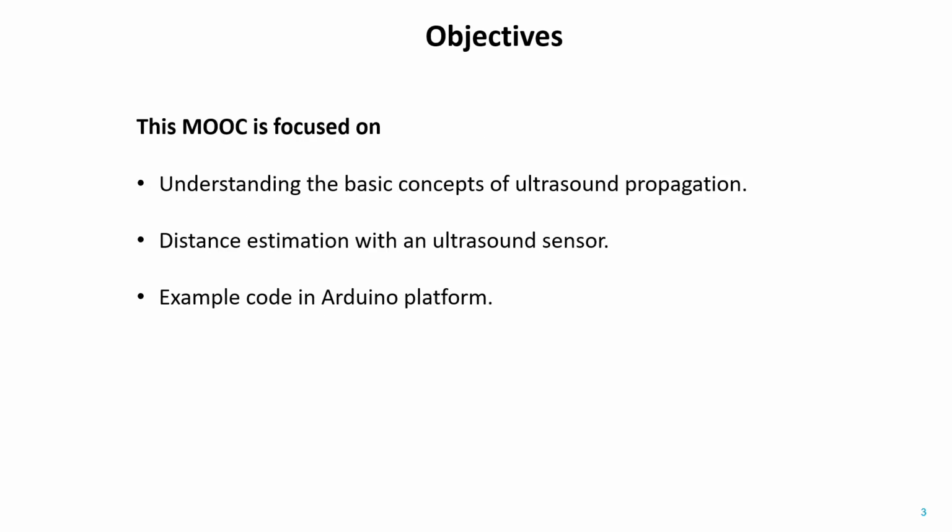Let's begin with the course objectives. Our primary objective is to understand the principles behind ultrasound distance measurement. Next, we will learn how to generate and capture an ultrasonic pulse, calculate the echo time, and ultimately convert that into a distance measurement. Finally, we will demonstrate how to implement this technique using RubyBoard and the Arduino platform.